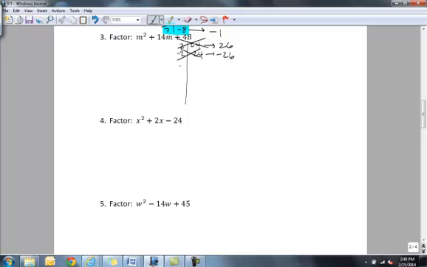You could try 1 times 48, but you get 49 there. So I don't think negative 1 times negative 48 is going to work either. What are your thoughts?